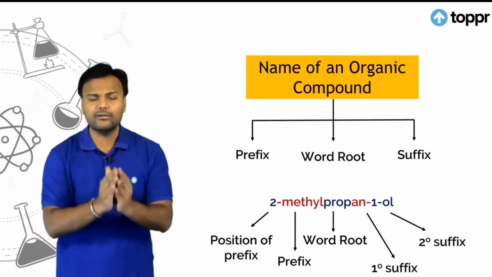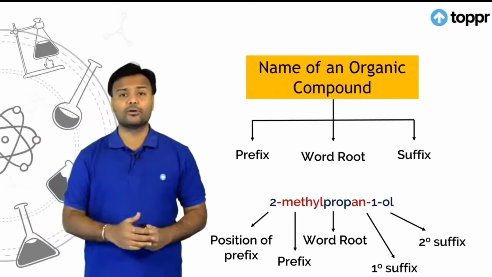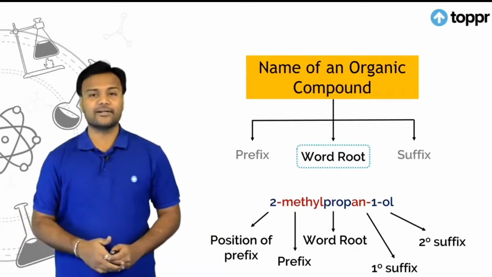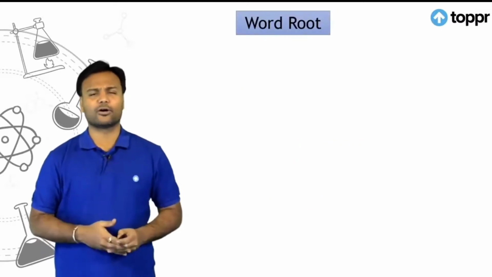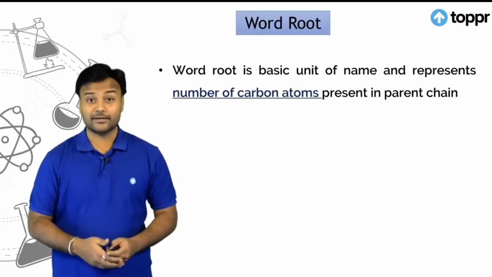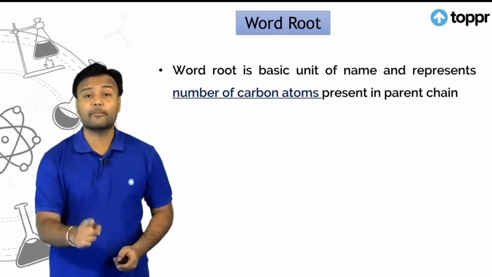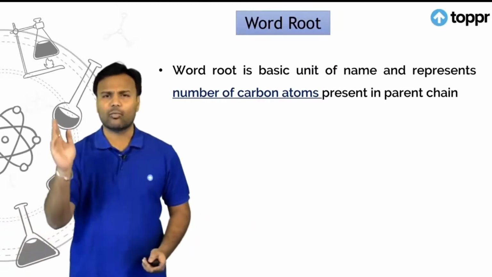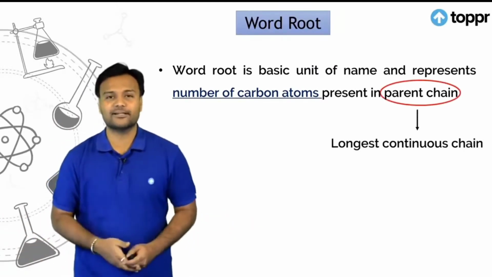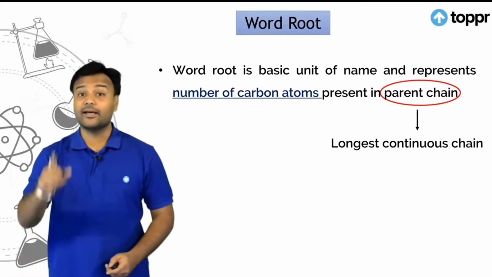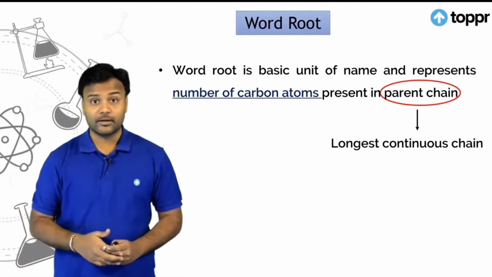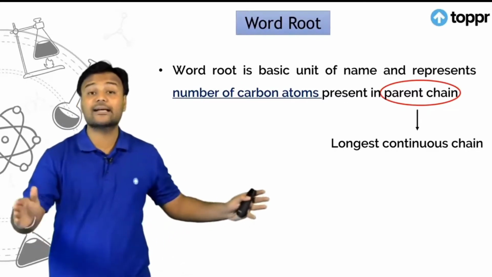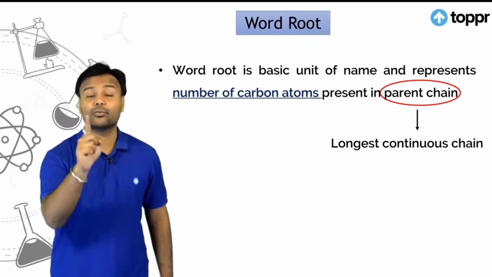So we'll understand all these rules, that means how to name a word root, a prefix or a suffix, in this session. Okay, let's start with word root first. What is this word root all about? Word root is nothing but to determine the number of carbon atoms present in the parent chain. Now the question arises, what is the parent chain? Parent chain is nothing but the longest continuous chain in that particular organic compound. So the number of carbon atoms present in the longest continuous chain, that is your word root, remember.